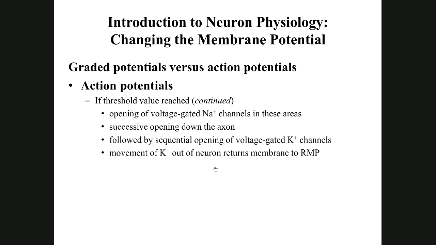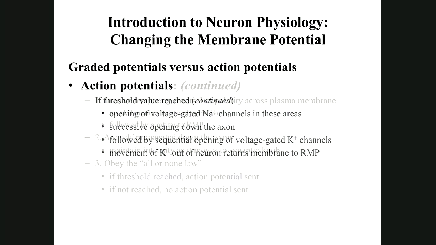And AP is the amount of already caused that AP. Now back to our resting. So then we're going to have movement of potassium that's going to help us with getting back to resting membrane potential. Let's look at this in some steps though. We'll look at this in steps here in just a second.